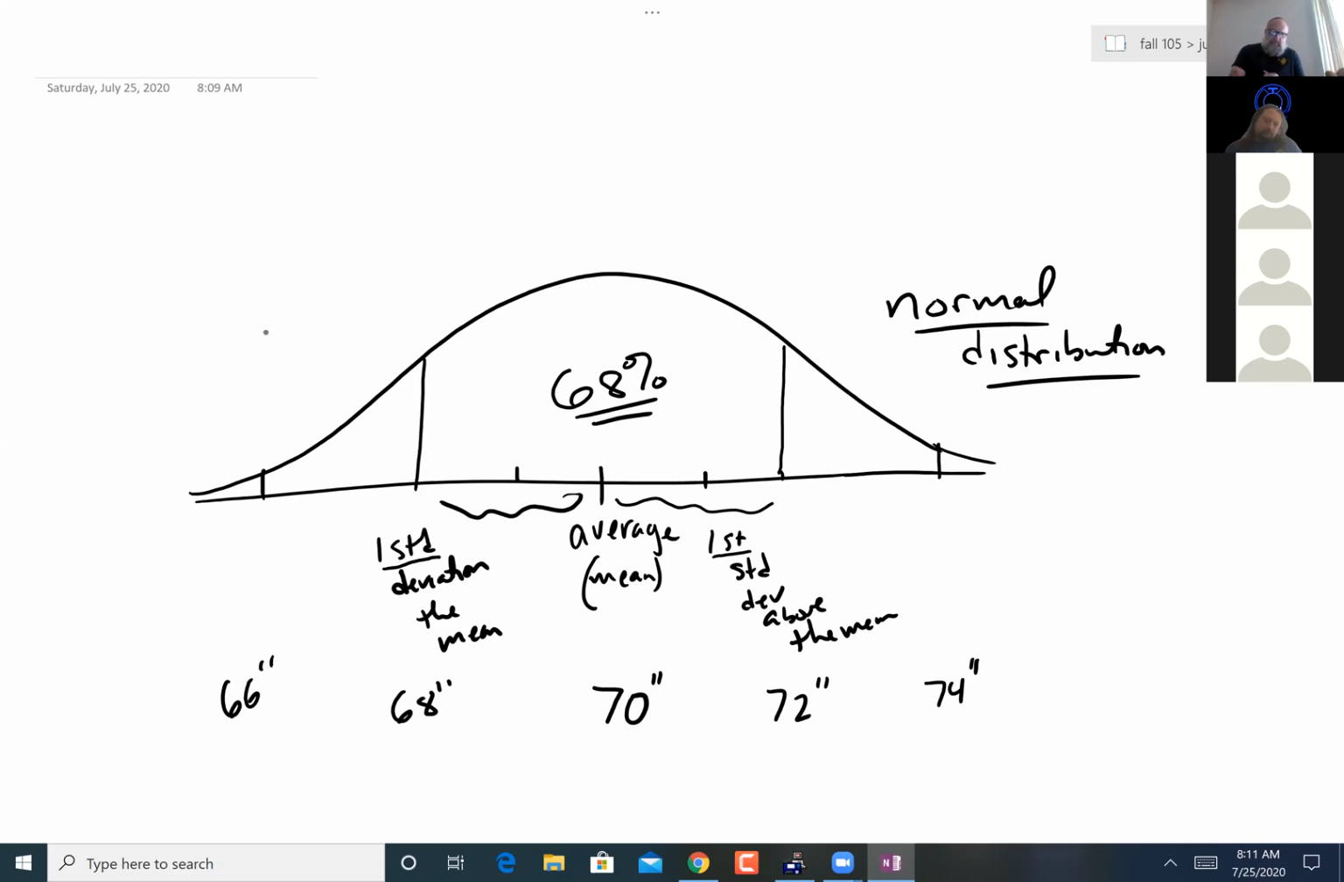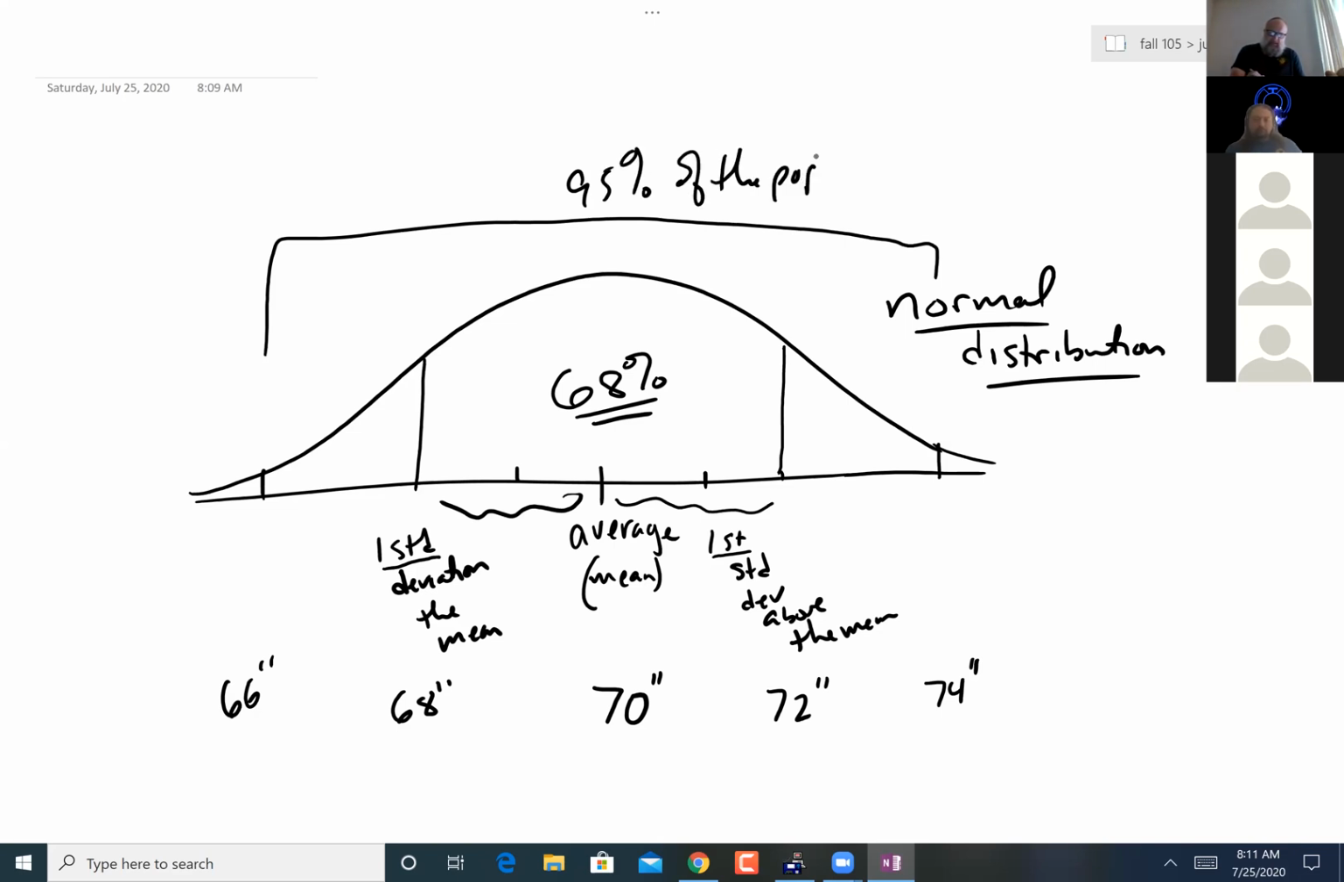Within 2 standard deviations of the mean, that's 95% of the population. Now think about that. Percentage-wise, of the people you walk past on the street, what percent of them are taller than 6'2"? Boy, not many of them. And what percent are shorter than 5'6"? Not many of them, that's right. It's strange because everything is in that middle groove.